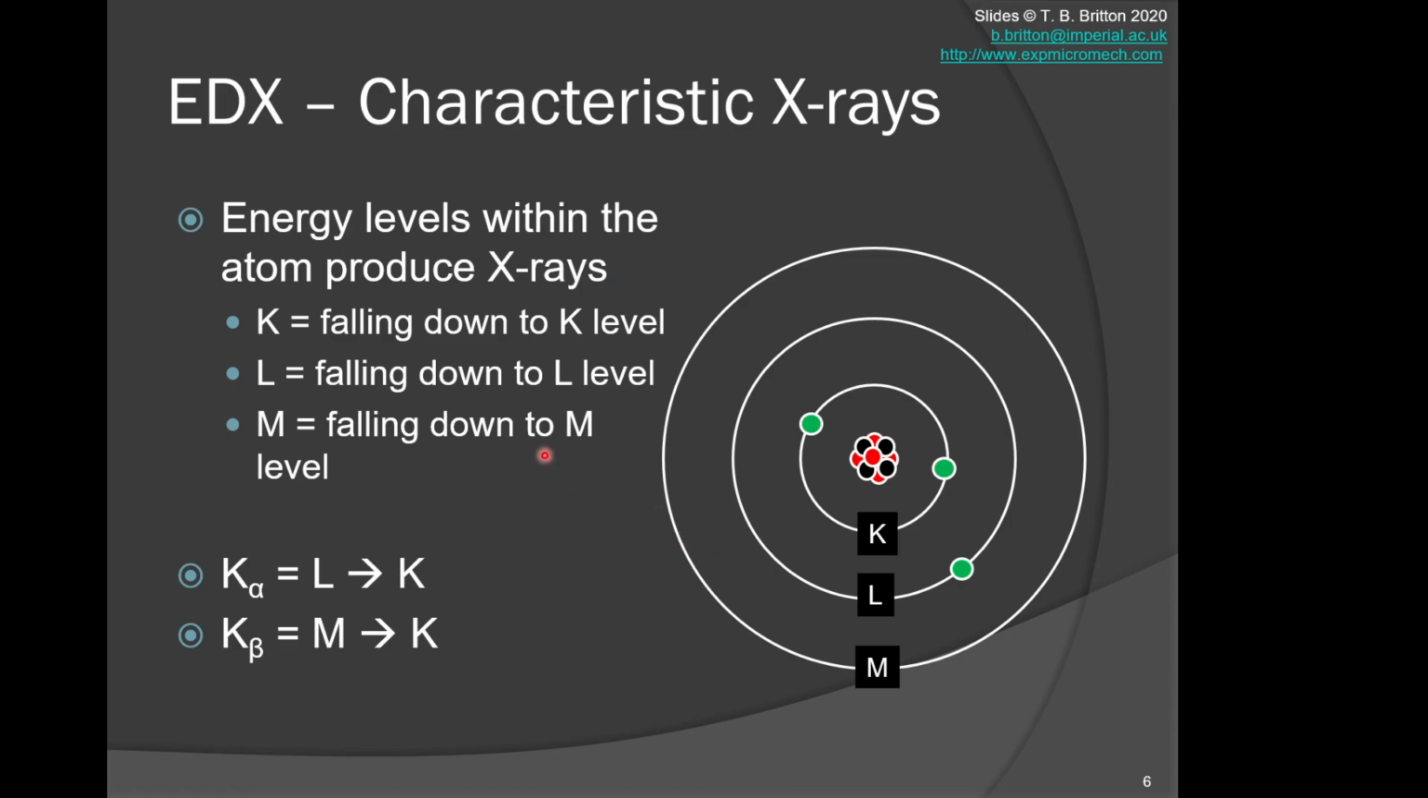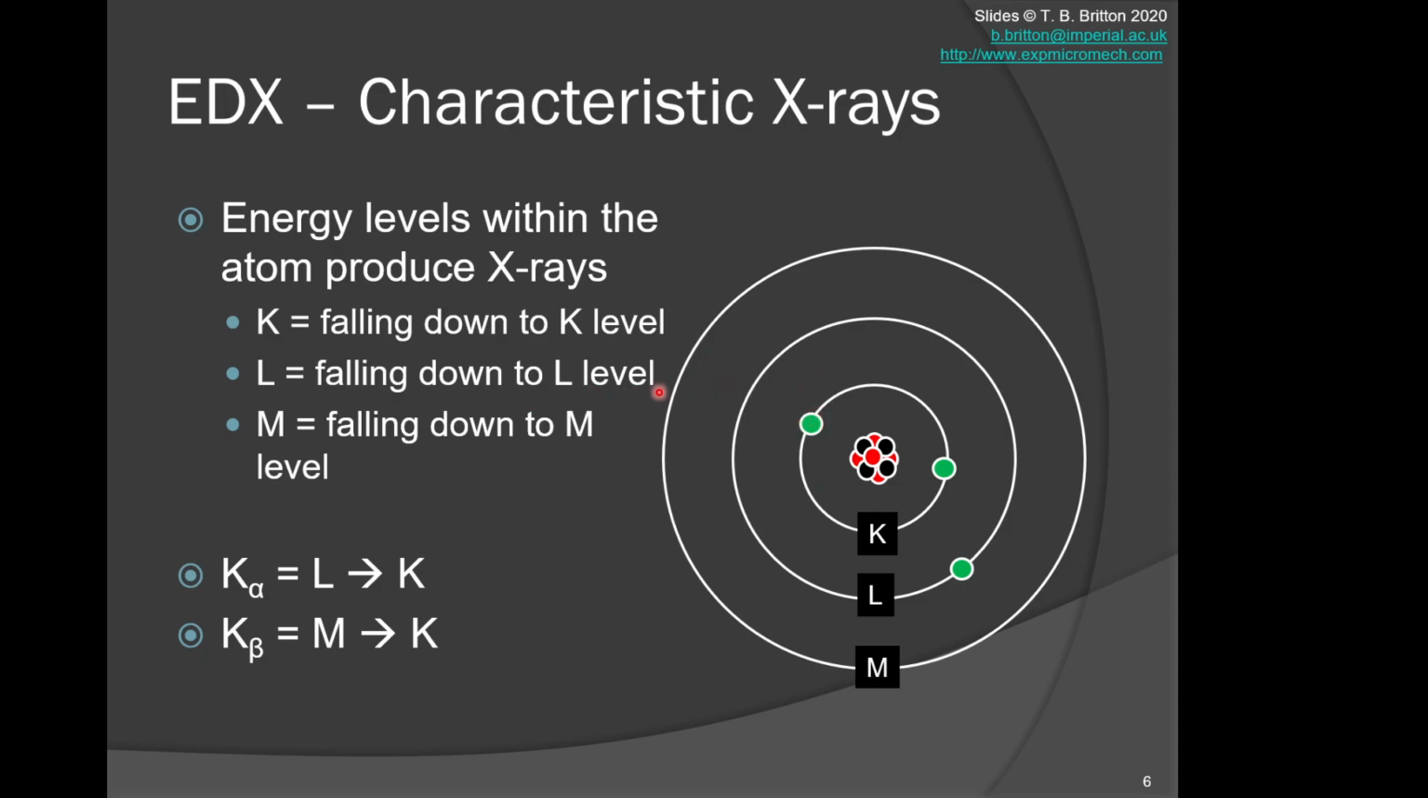How do we generate those characteristic X-rays? Well, effectively, we can get K, L, and M transitions. A K is effectively that we have fallen back down to a K shell. So we've promoted up, we've fallen back down. And if we promote up to an L and fall back down, we get a K alpha. If we promote up to an M and fall back down, we get a K beta.